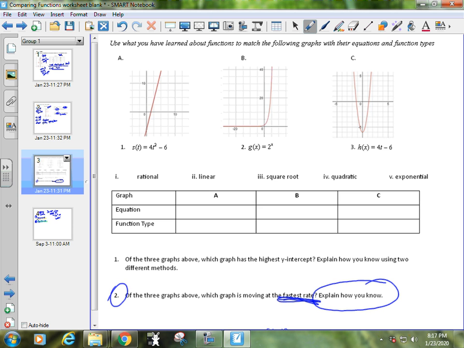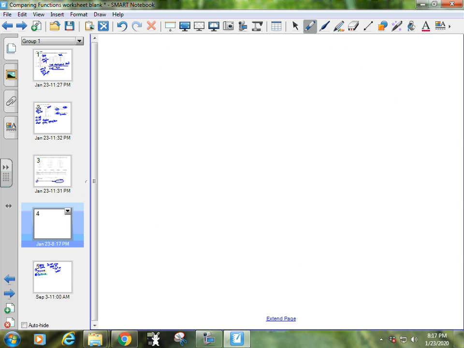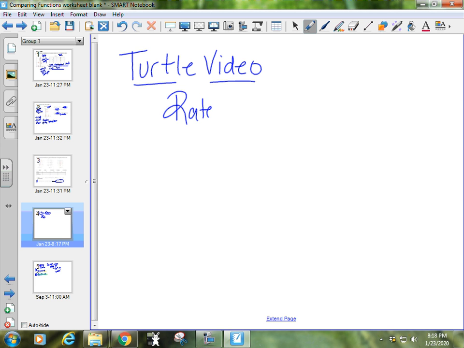So, on this next slide, I'm going to talk about the turtle video. So you've already watched the turtle video. I know it's a little quirky little video, but I think it's pretty cool how it does explain. And the main thing I want you to get from that about the rate of our functions is that linear is last. Then comes quadratic.